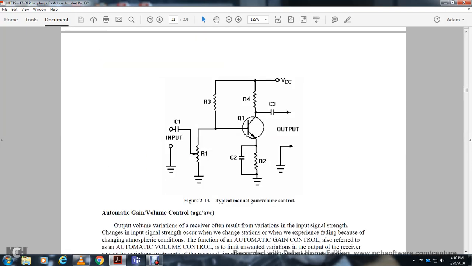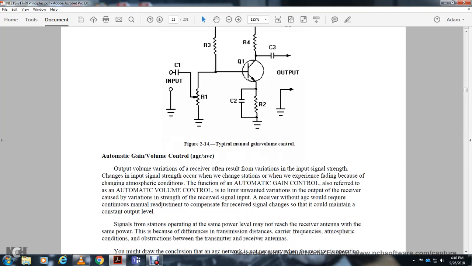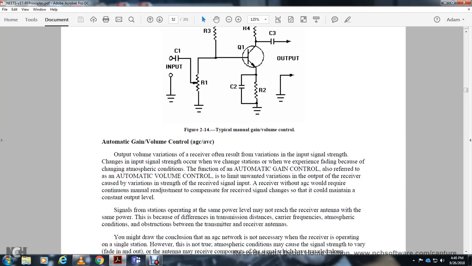So this shows the typical manual gain and volume control versus automatic gain and volume control, with the variation of the receiver's input signal strength as the station changes, and extreme fading because of the change in atmospheric conditions. The function of automatic gain control, also referred to as automatic volume control, is to limit unwanted variation in the output of the receiver. Without automatic gain control, the receiver would require continuous manual readjustment to compensate for the received signal change and maintain a constant output level.